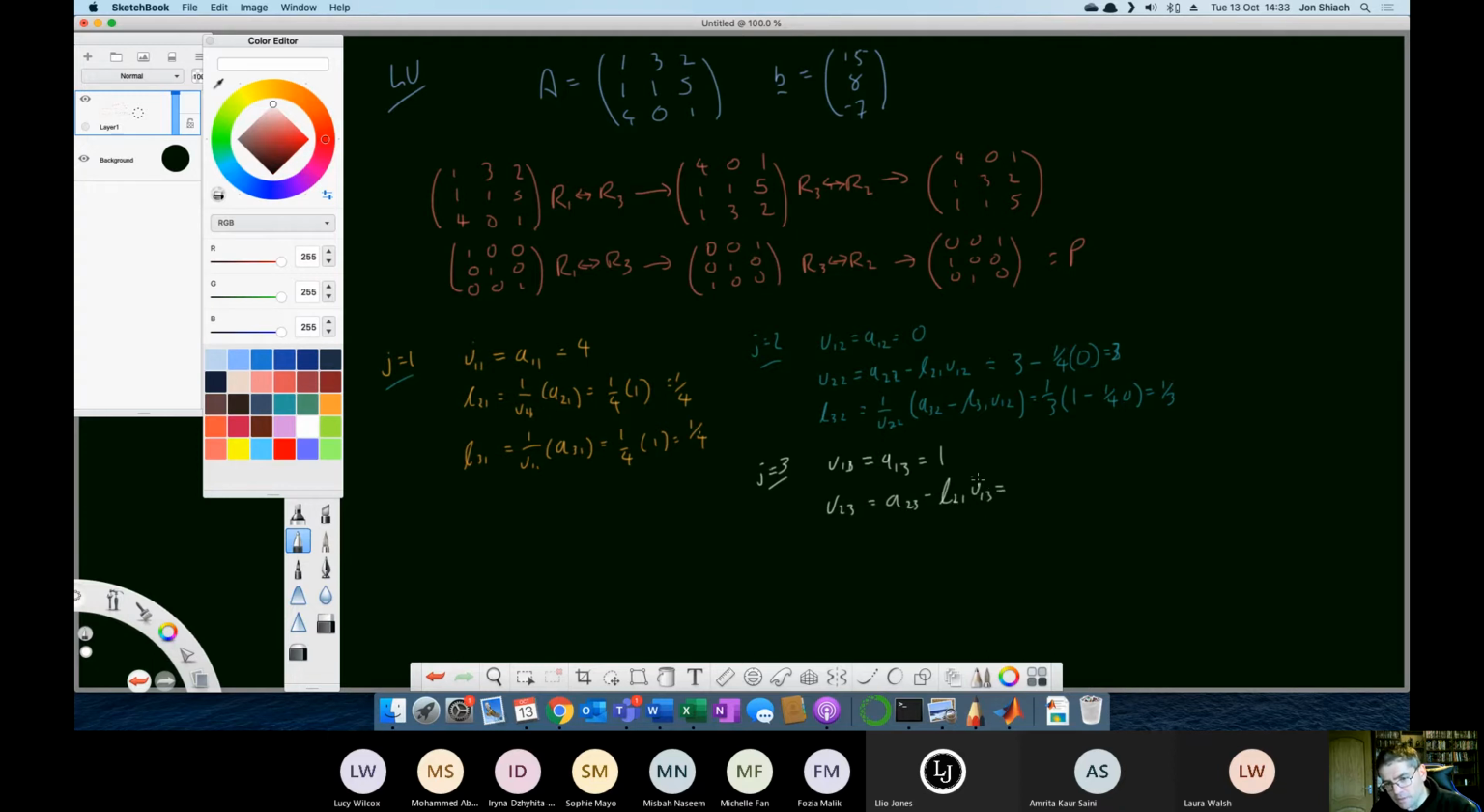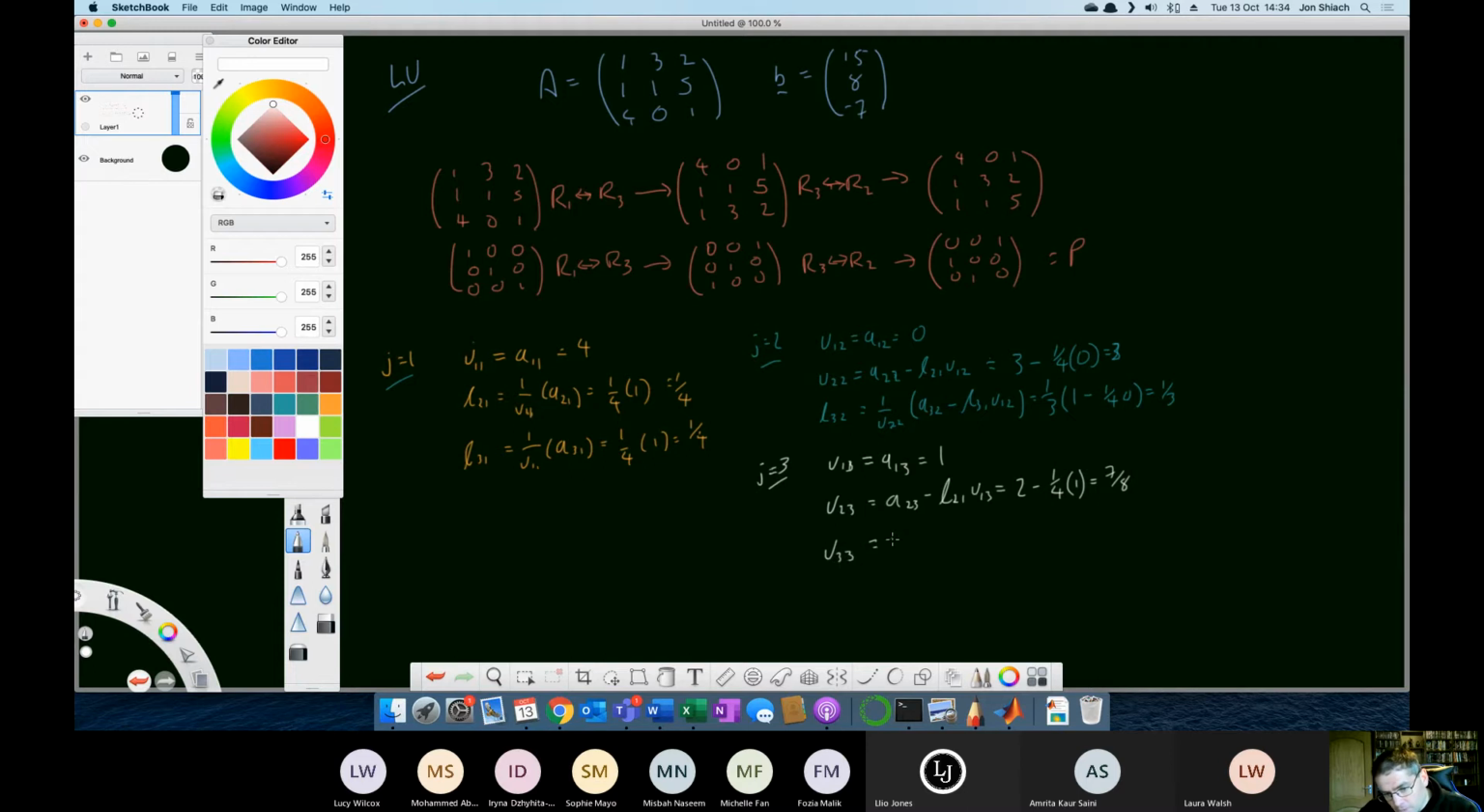Okay, you start to get used to the pattern in the subscript. So A23 is 2 minus L21, which was 1 quarter, times U13, which is 1. Okay, so that's 2 minus 7/8. Just make sure I've got my arithmetic correct. Hopefully that is.